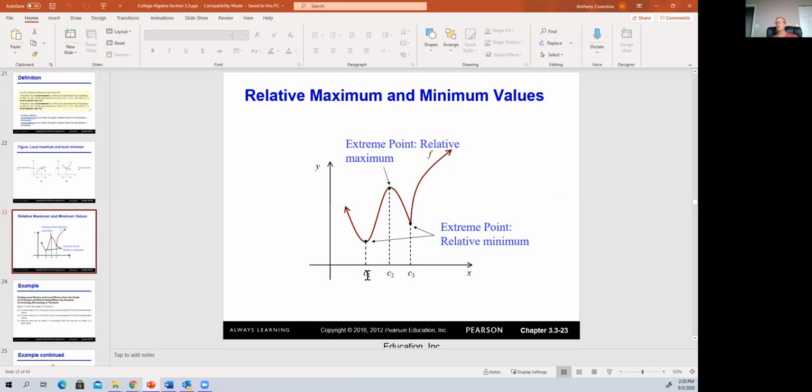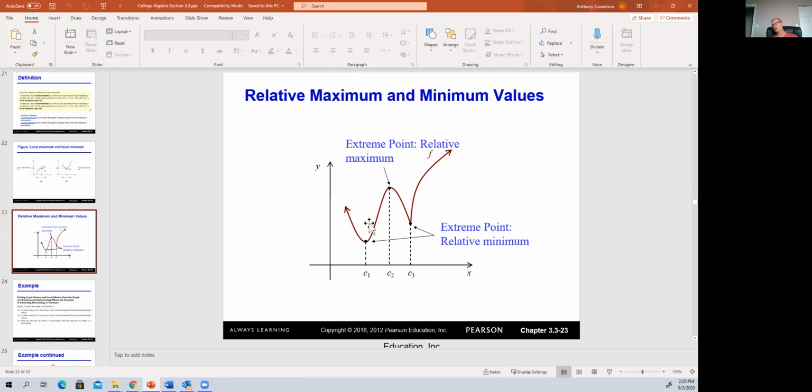point C1. So we're coming down, so we're decreasing, right? And then when we get to C1, we change state and start going up and increasing. And that would be what we would call a local min. So it looks like a U, right? And it has to be smooth.